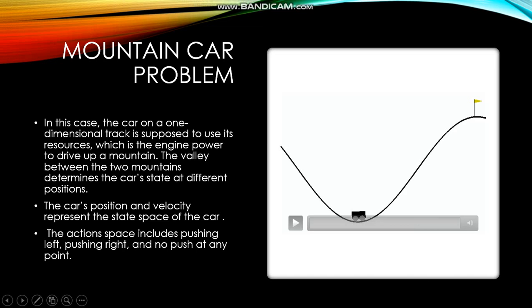So the action space in this includes pushing the car left and pushing it right, and no push at all. So there are times where you don't need to push the car. Let's say, for example, if the car is at the starting of this line, we probably wouldn't need to push it, and it will probably just accelerate off and finish at the end.